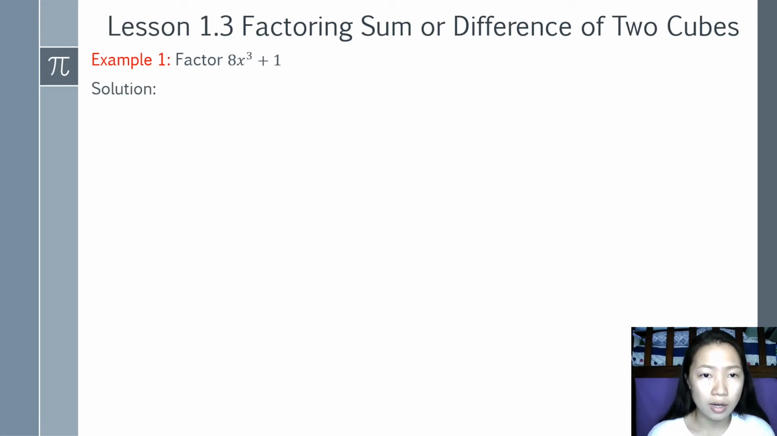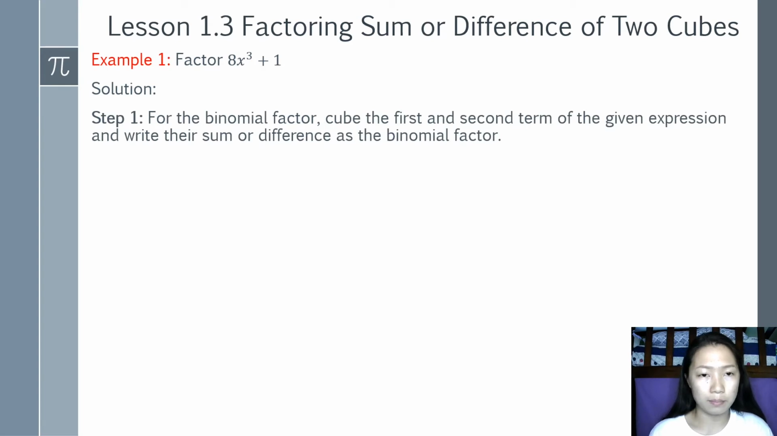Okay. Factor 8x cubed plus 1. Let's have the first step. For the binomial factor, cube root the first and second term. So, itong binomial factor na to, kukuhanin natin ang cube root.